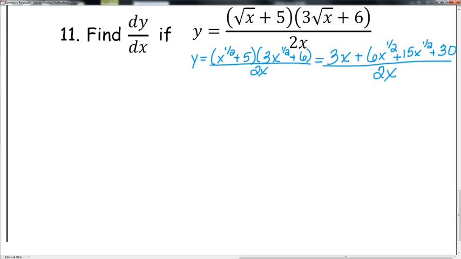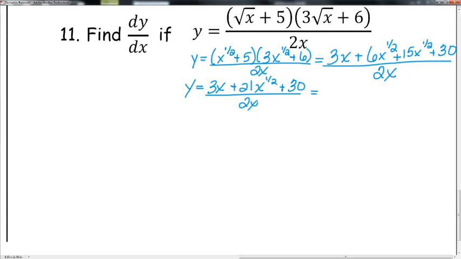And that's going to be, so this is still my y. So that means 3x plus 21x to the 1 half plus 30, all divided by 2x. Now I can split everything up underneath 2x.